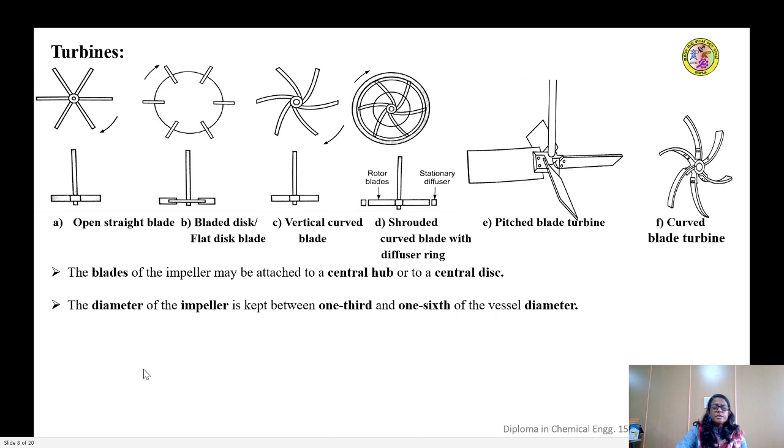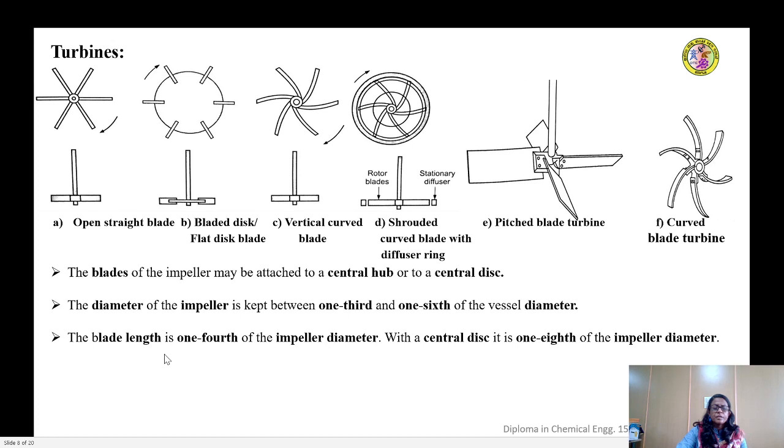The diameter of the impeller will be around 1/3 to 1/8 of the vessel diameter, so this is decided depending upon the type of the impeller. The blade length is 1/4 of the impeller diameter. With central disc it is 1/8 of the impeller diameter.